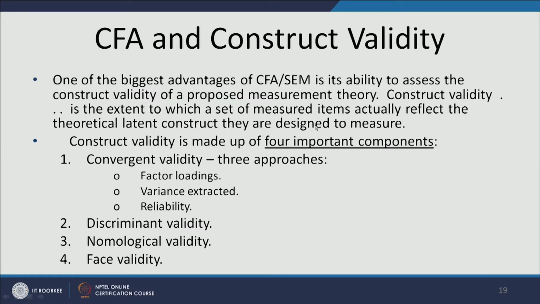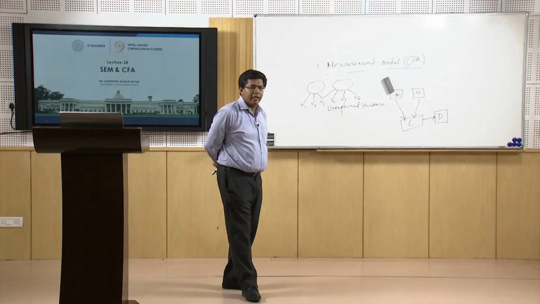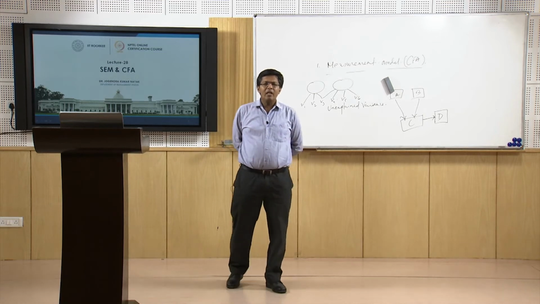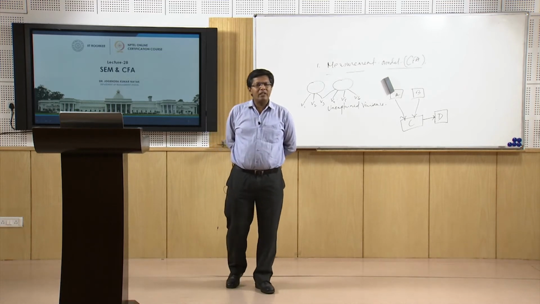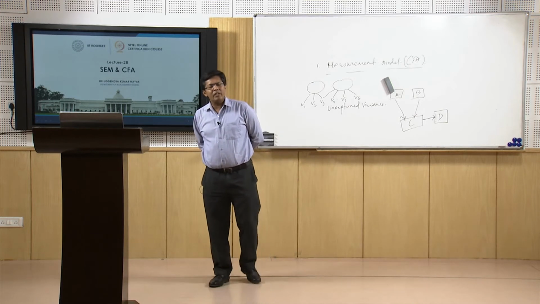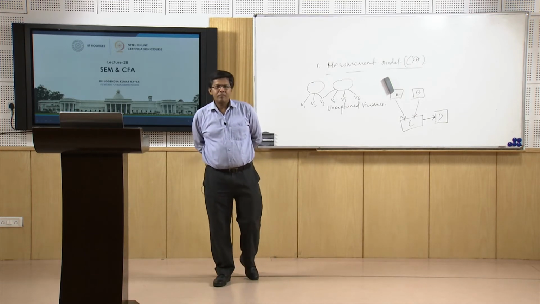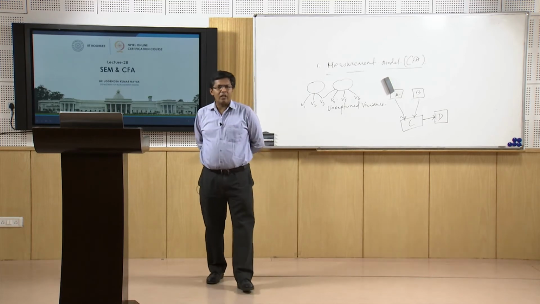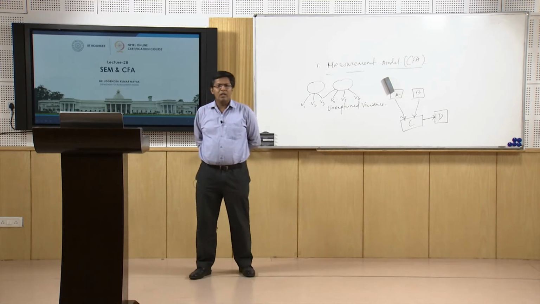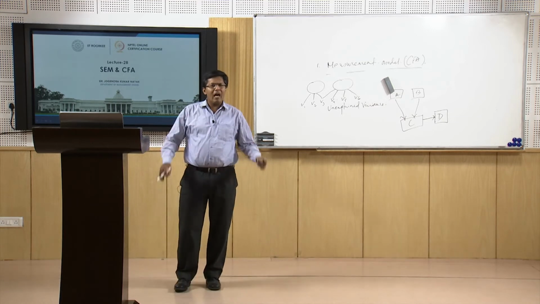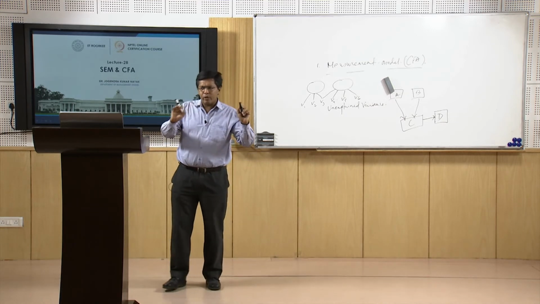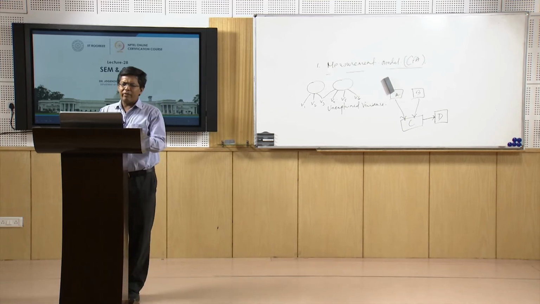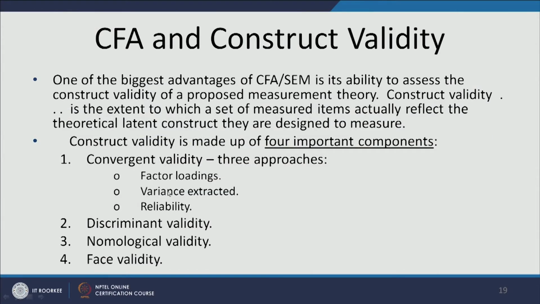Now you can read and think about it again. What is it saying? Construct validity is the extent to which a set of measured items, the variables which I mentioned, actually reflect the theoretical hidden construct, latent being the hidden construct, they are designed to measure. That means they are actually measuring what they are intended to measure. So convergent validity is measured through the factor loadings; a high factor loading is a good indicator.